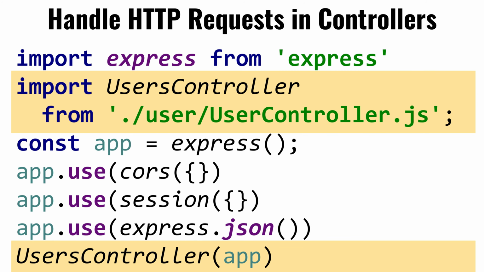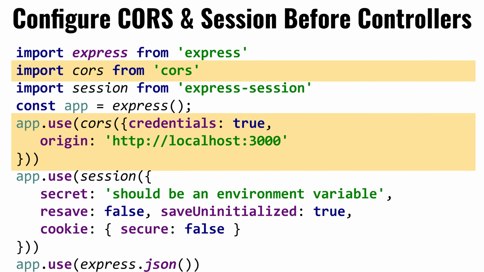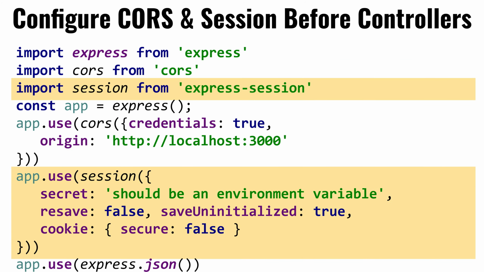The controller is instantiated and configured when the server is first initialized in app.js. The controller must be configured after configuring CORS, session, and express.json parser. Make sure all controllers are configured last as shown here. CORS must be configured to work with cookies credentials, and the domain where the user interface is hosted must be whitelisted. The session must be configured to encrypt the cookie.